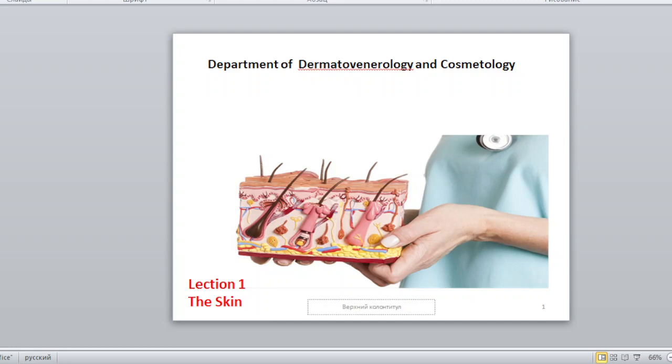Hello everyone, today in dermatology lectures we are going to discuss the structure of the skin, the function of the skin, inflammation of the skin, and primary and secondary skin lesions.